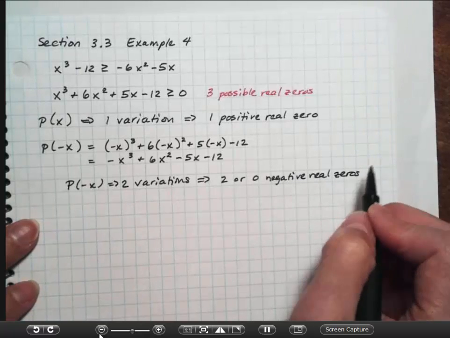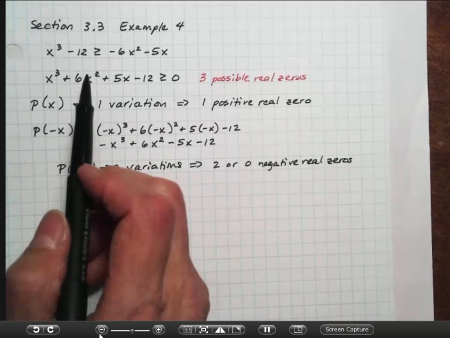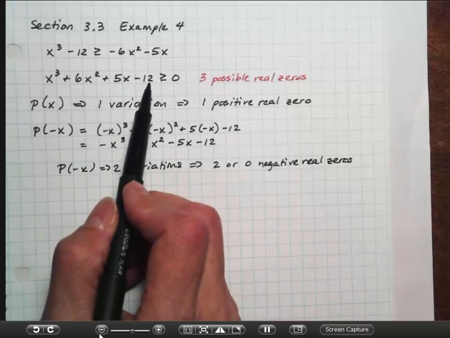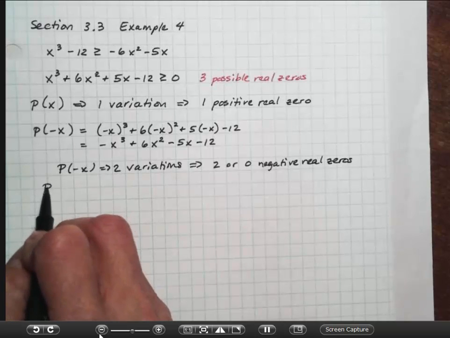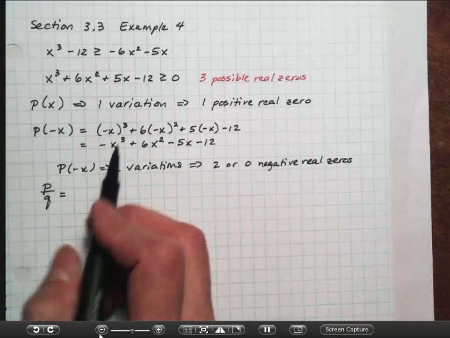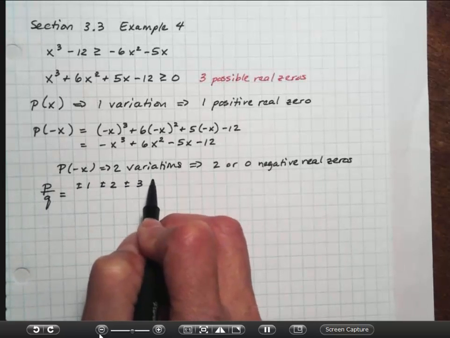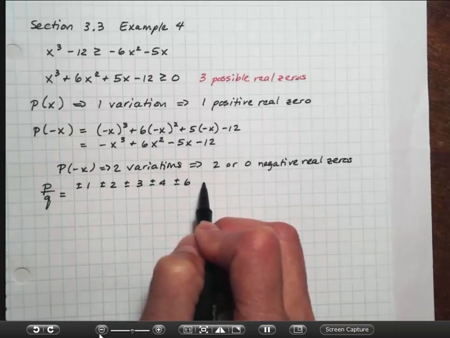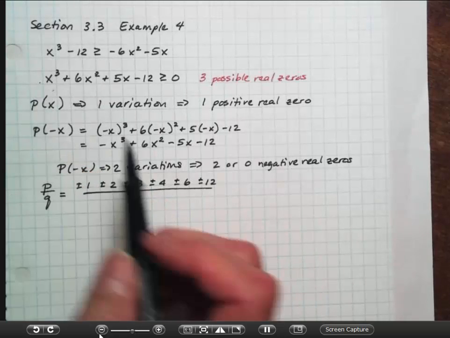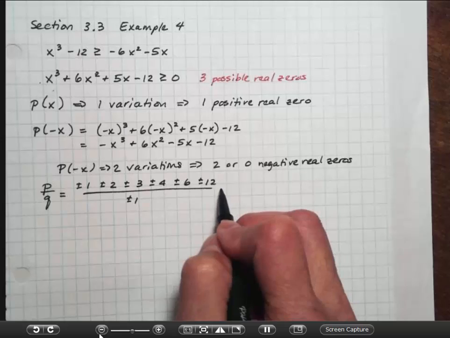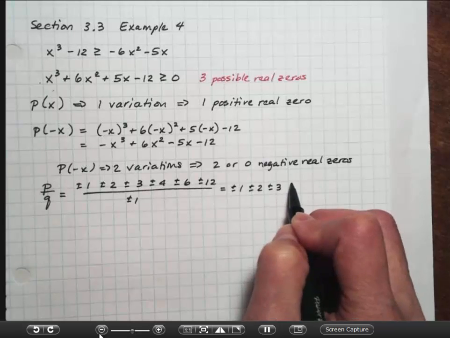Okay, the next thing I'm going to do is use my rational zeros theorem. So I'm looking back at the original problem, and I'm going to take my factors of 12 and divide them by my factors of 1. So P over Q gives me my factors of 12, which are plus and minus 1, plus and minus 2, plus or minus 3, 4, 6, and 12. And they're all going to be divided by my factors of 1, which are plus and minus 1. So this just comes out to being my factors of 12, because when I divide all of these by 1, that's what I end up with.